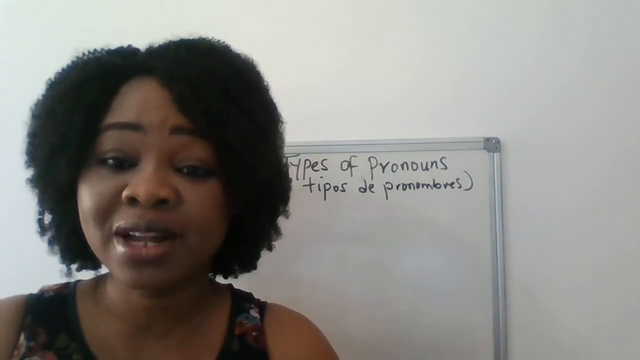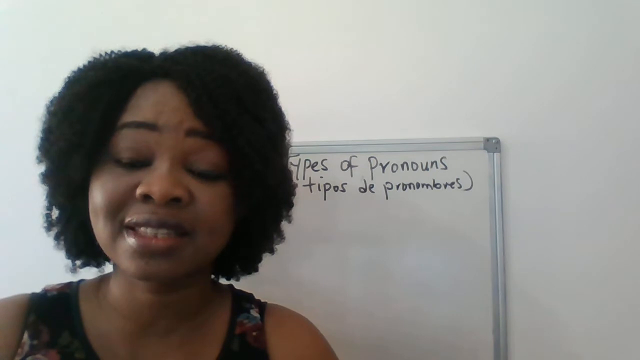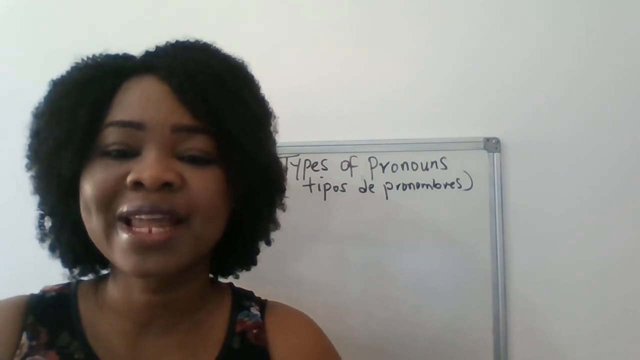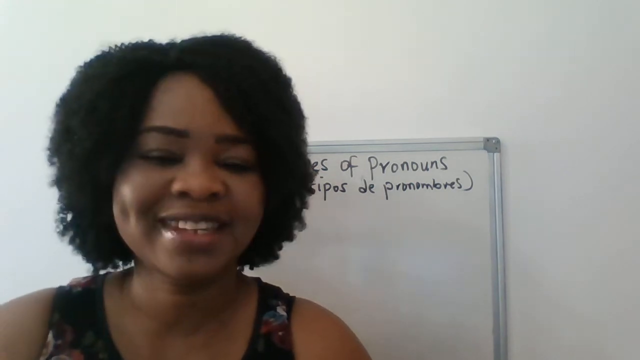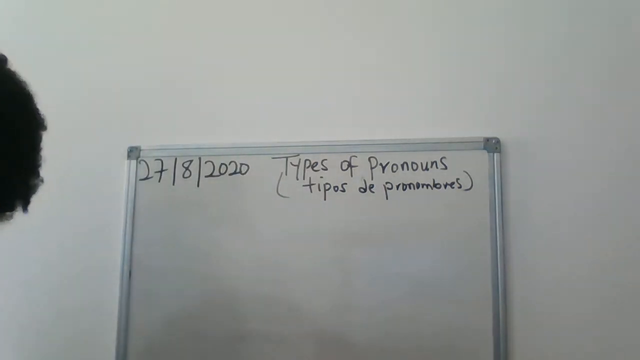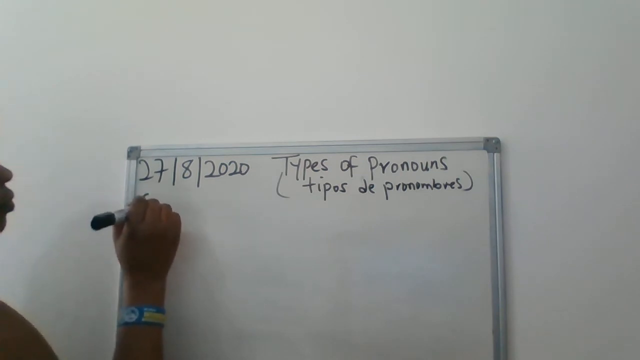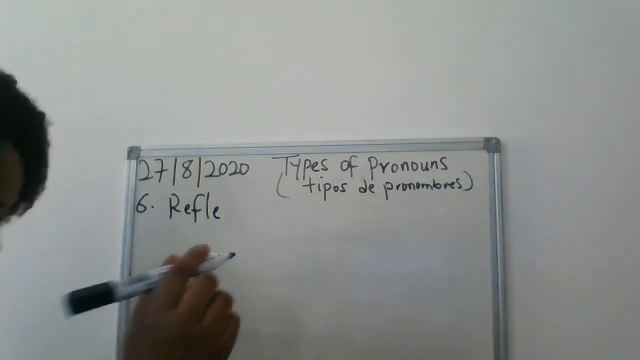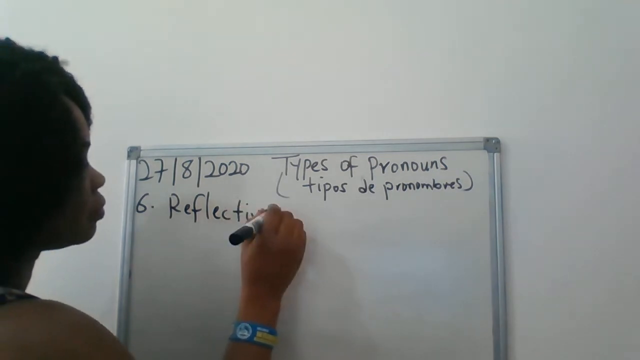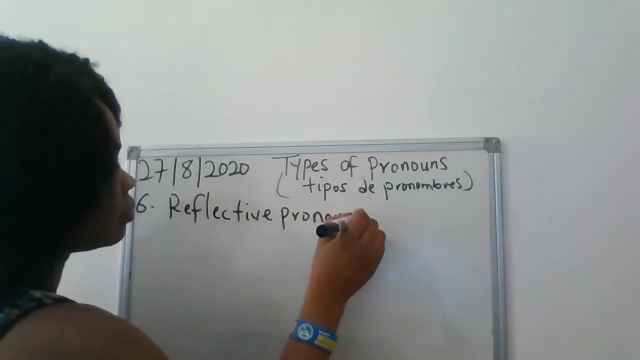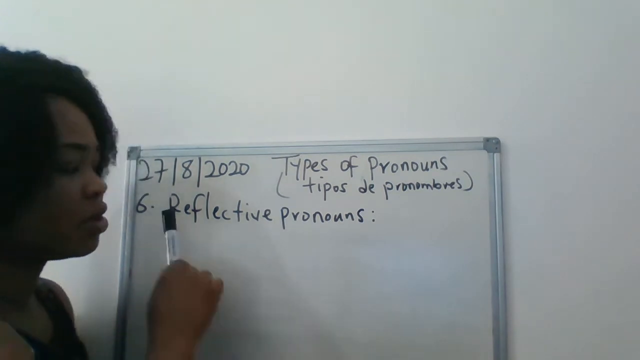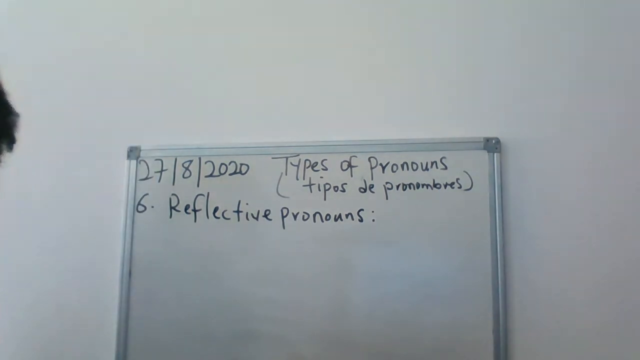Alright, remember we're studying types of pronouns. Today we're going to continue with the sixth type of pronoun, which is called reflective pronouns. Okay? Alright, let's go to the class. Reflective pronouns are used to indicate a noun.